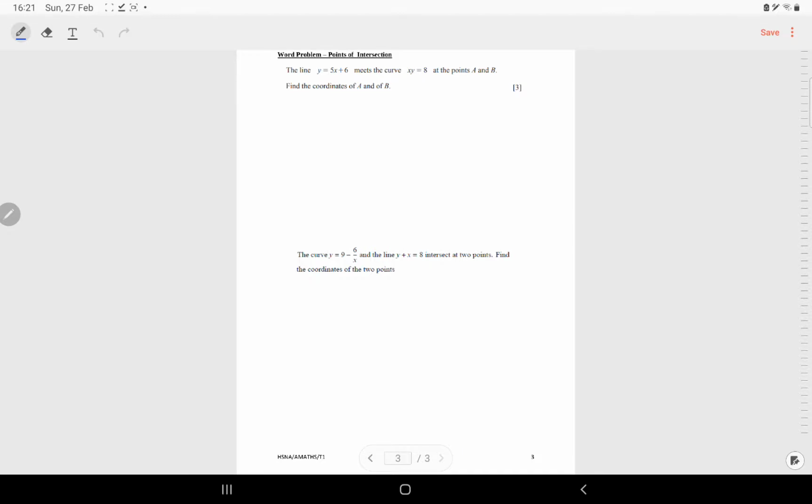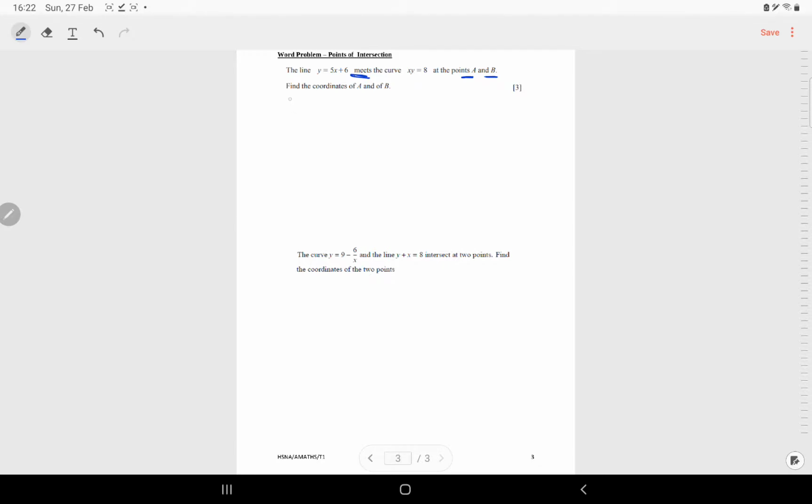Okay, they did not say that they are the points of intersection, but when the question says that the line meets the curve, basically there is a point of intersection, and in this case there are 2 points, point A and B. So there are 2 points of intersection. So the method here is to solve it simultaneously.